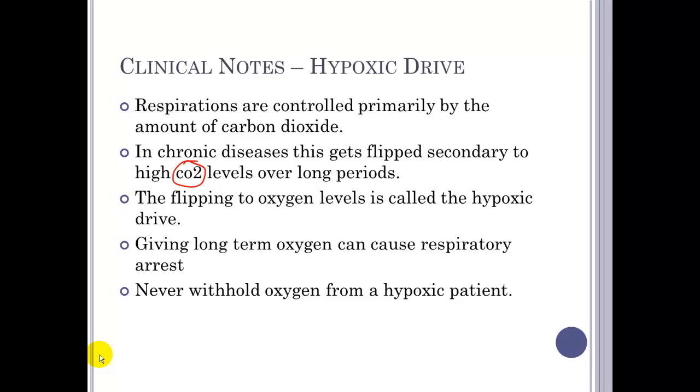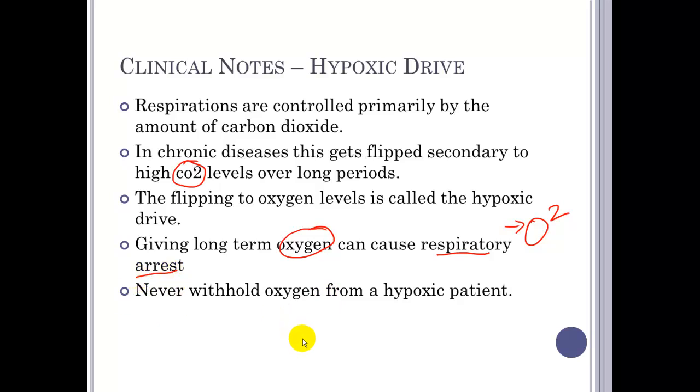Giving long-term oxygen can cause respiratory arrest, and that's because they have flipped over to running off of O2, or a hypoxic drive. This is going to be chronic lung patients: COPD, asthma, emphysema, chronic bronchitis. If they have flipped to a hypoxic drive and you give them long-term oxygen, tons and tons of oxygen, you can actually put them into respiratory arrest.